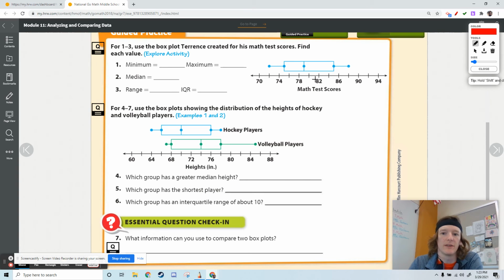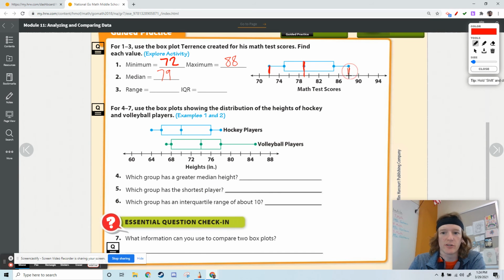For number 1 through 3, we need to use the box plot that Terrence created for his math test scores and find each value. So the minimum value, the lowest score he got was 72. Looks like our lines are counting by twos, 70, 72, 74, 76, 78. And our maximum, the best grade he got was an 88%. Probably a percent, I'm not sure. The median looks like he got a 79. Usually, he gets about 79. Half the time he's above that, half of the time he's below that.